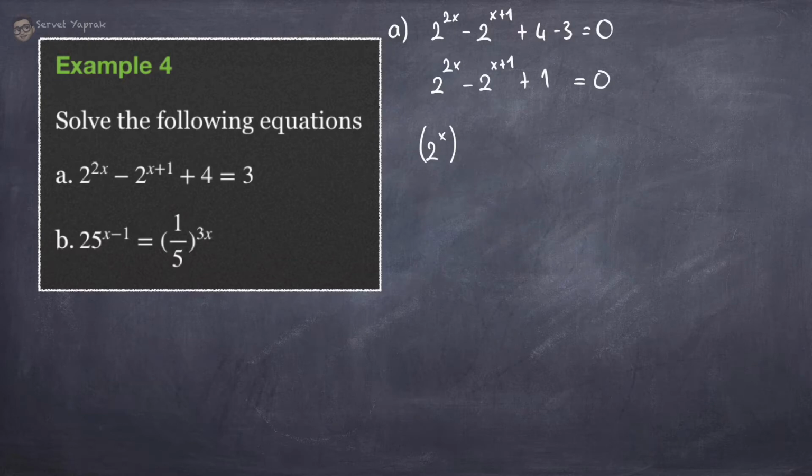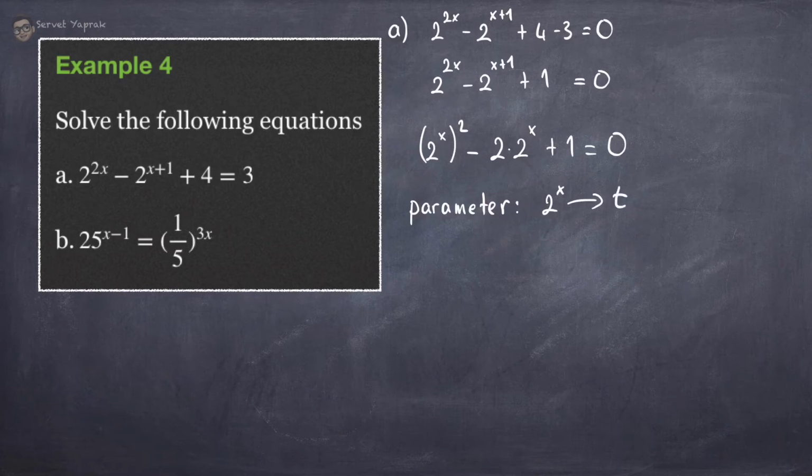So let's write 2 to the power of 2x as 2 to the power of x, to the power of 2. And then minus 2 times 2 to the power of x plus 1 equals 0. Now, this question can be solved more easily. We will use a parameter for 2 to the power of x. So let's write t wherever we see 2 to the power of x. And this equation becomes t squared minus 2t plus 1 equals 0.